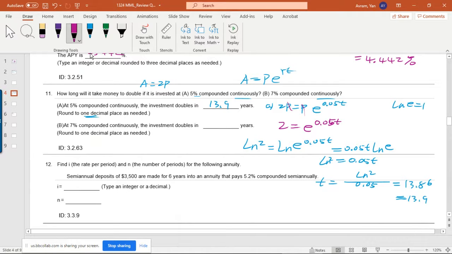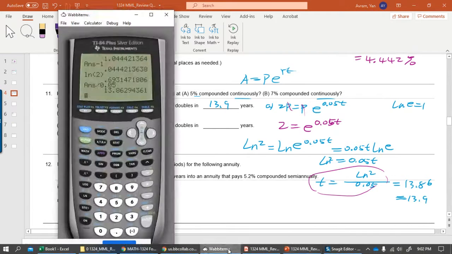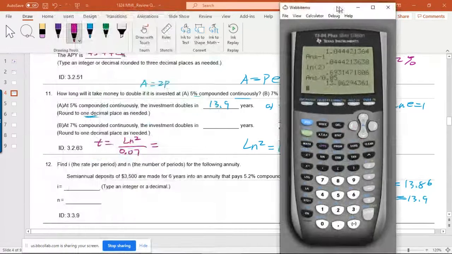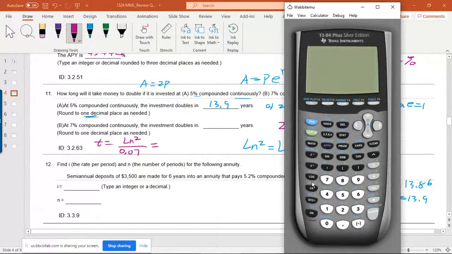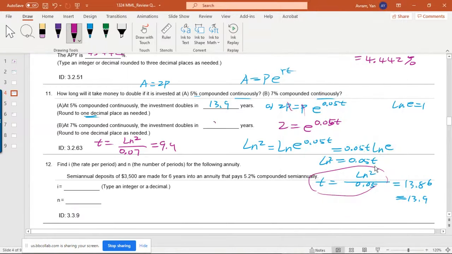Okay, so that is 5%. Now for 7%, if you look at this one right here, everything is similar. This will be just ln2 divided by 0.07, right? You can use this formula in here. Everything is the same. All right, so we have ln2, and then divided by 0.07. So that will give you 9.9. So that's much faster, right?